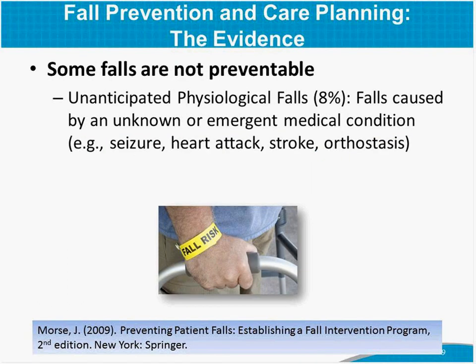Some falls are not preventable, but luckily this is a very small percentage, about 8%. And these falls are, according to Dr. Morse's work, called unanticipated physiological falls. So these are caused by an unknown or an emergent medical condition. So, for example, you're walking down the hall with a patient who has no history of seizure disorder. They all of a sudden have a seizure and they fall. So you could argue that that fall was not preventable.